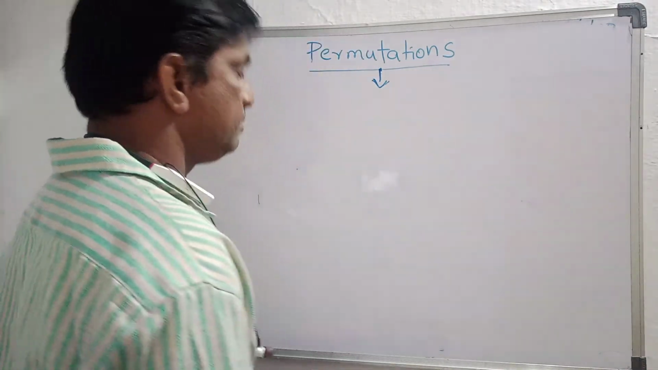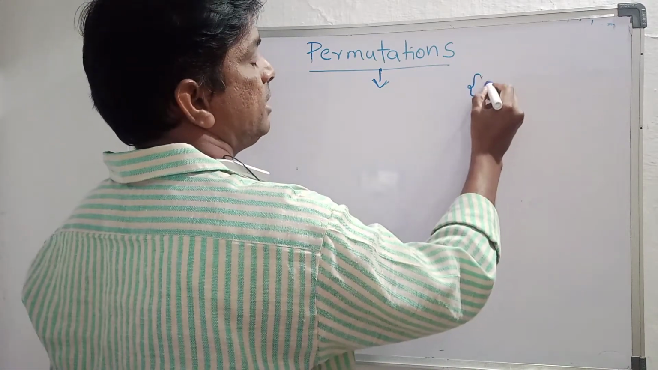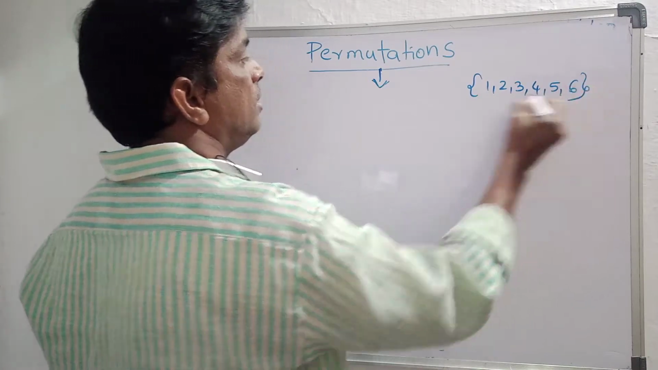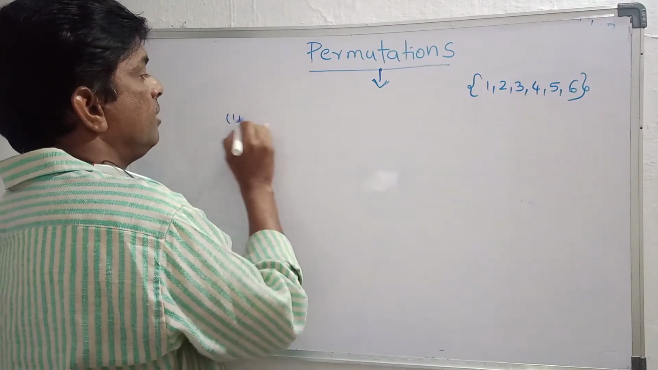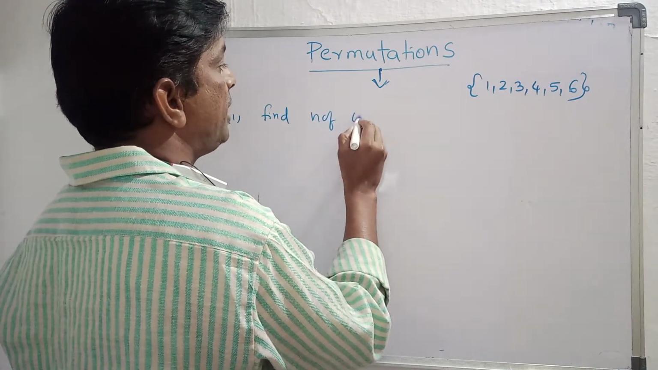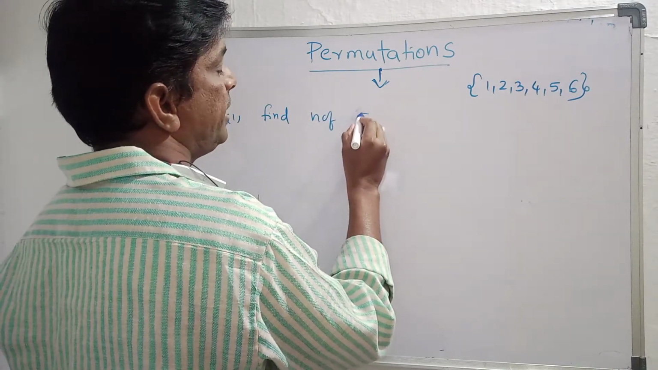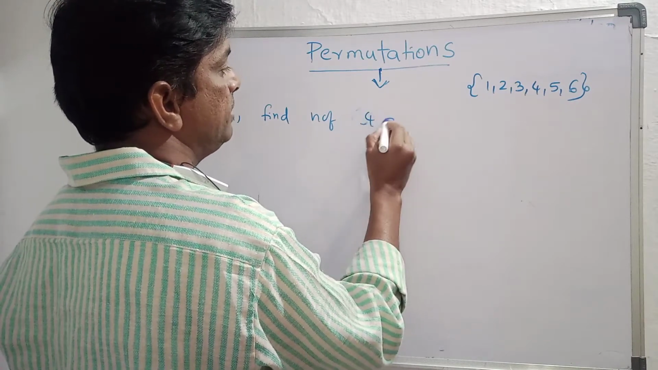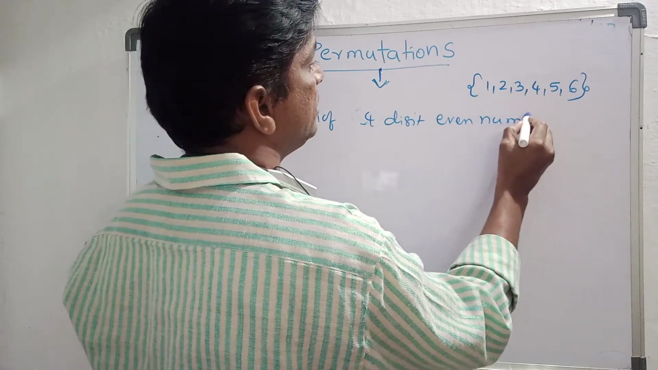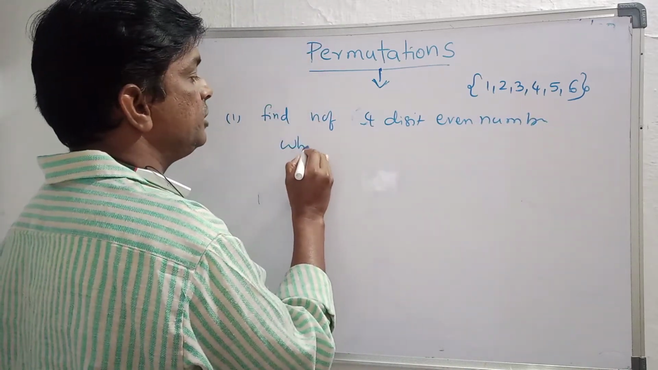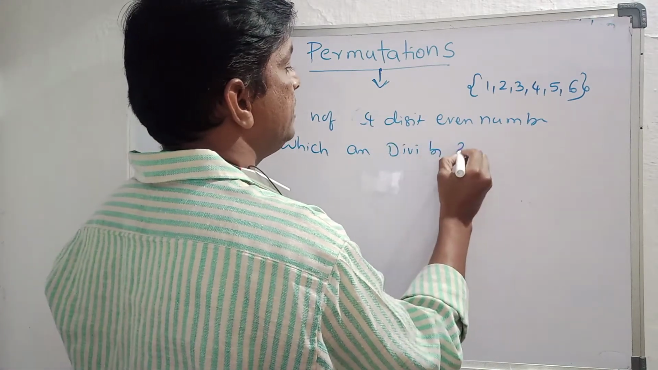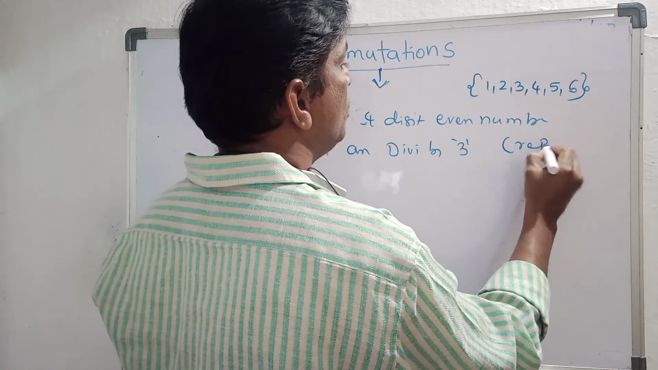Now here's a problem. Let's suppose you have the numbers 1, 2, 3, 4, 5, 6. Now the question is: find the number of 4-digit even numbers which are divisible by 3. Repetition is allowed.